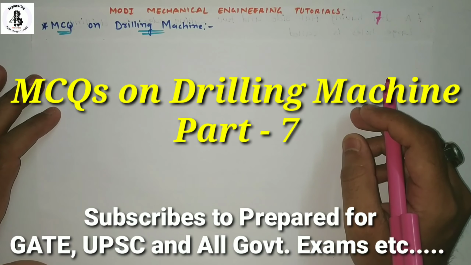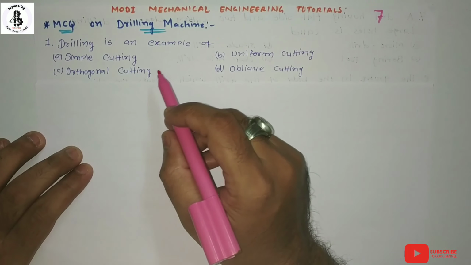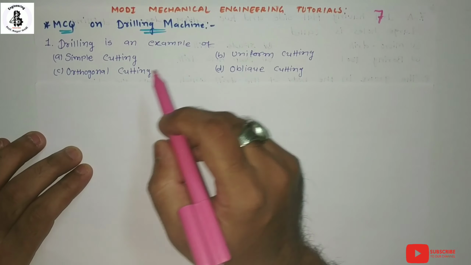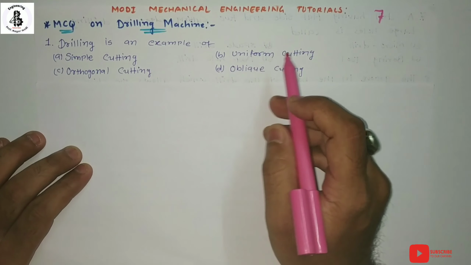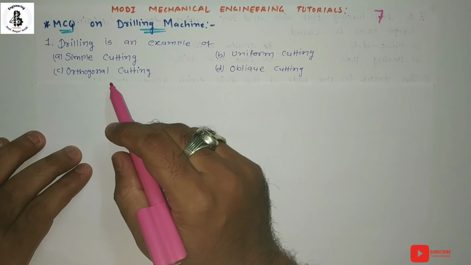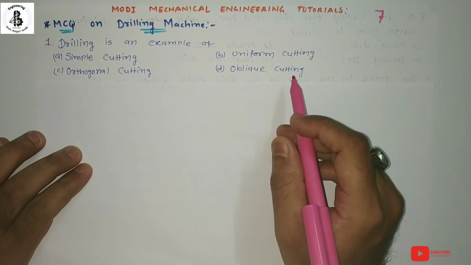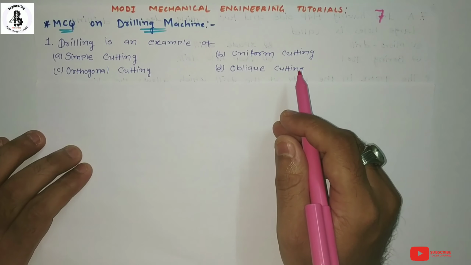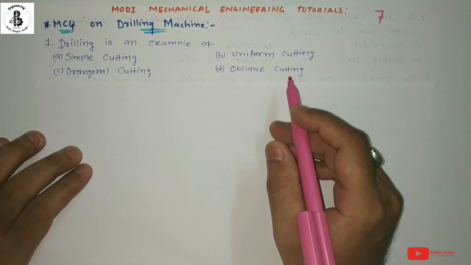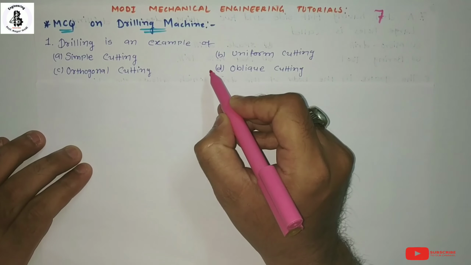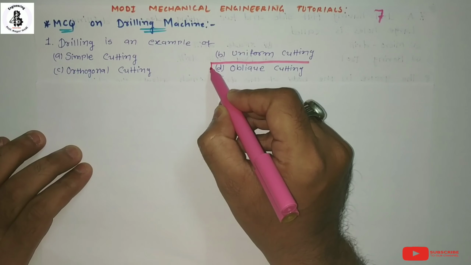So now we will start with our question number 1. Drilling is an example of option A simple cutting, option B uniform cutting, option C orthogonal cutting, and option D oblique cutting. So basically drilling will be considered as oblique cutting. So that will be at some angles. So you can say that option D, oblique cutting.